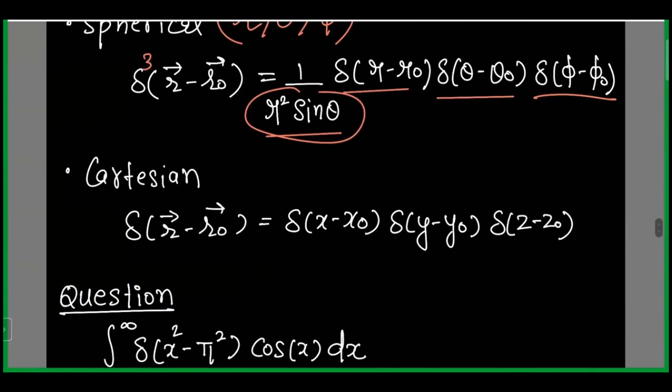Okay, last is Cartesian. So let's say you have a 3D function. Now not only x, you have y and z also. So what will you write? You will say delta x minus x naught, delta y minus y naught, and delta z minus z naught. You don't have to multiply anything here. You can think it is being multiplied with 1. So simply in 3-dimensional Cartesian coordinates, you write delta r minus r naught as delta x minus x naught, delta y minus y naught, and delta z minus z naught.